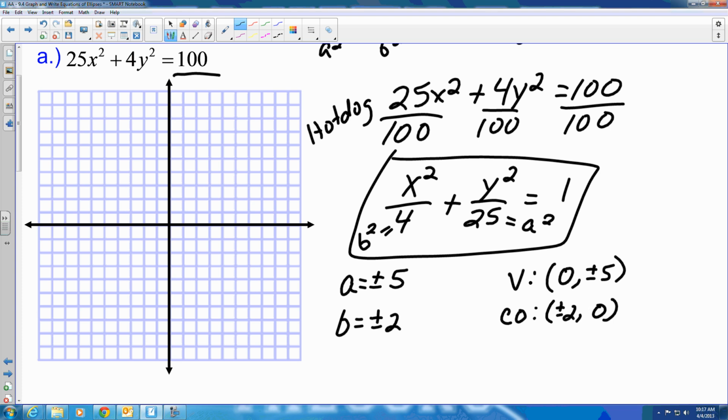So let's plot those. So I got 1, 2, 3, 4, 5, and then 1, 2, 3, 4, 5, and then I got 2, 1, 2, 1, 2. So this is where the ellipse comes in.